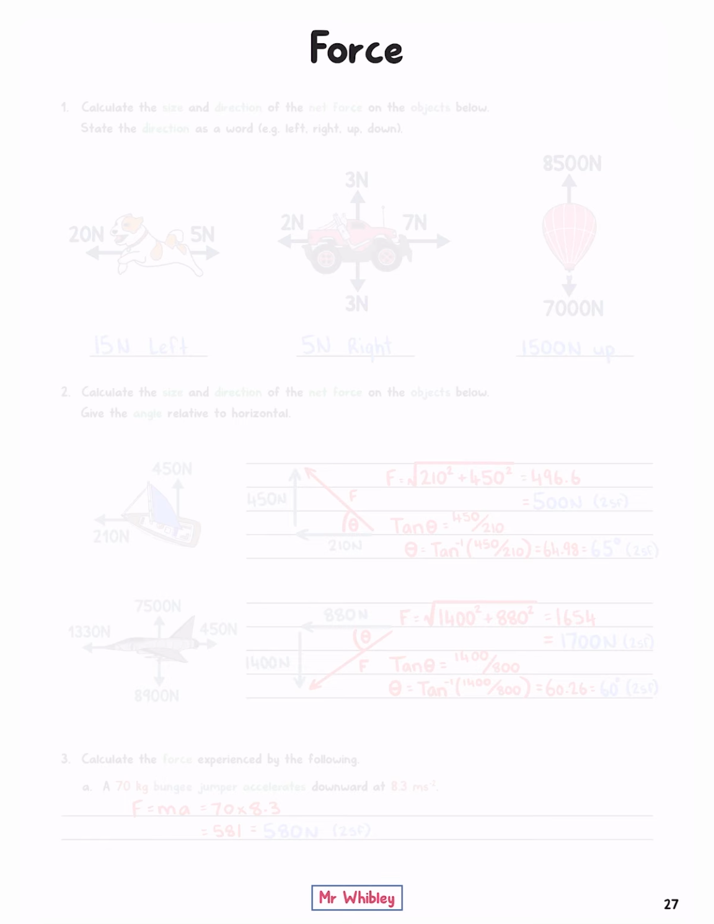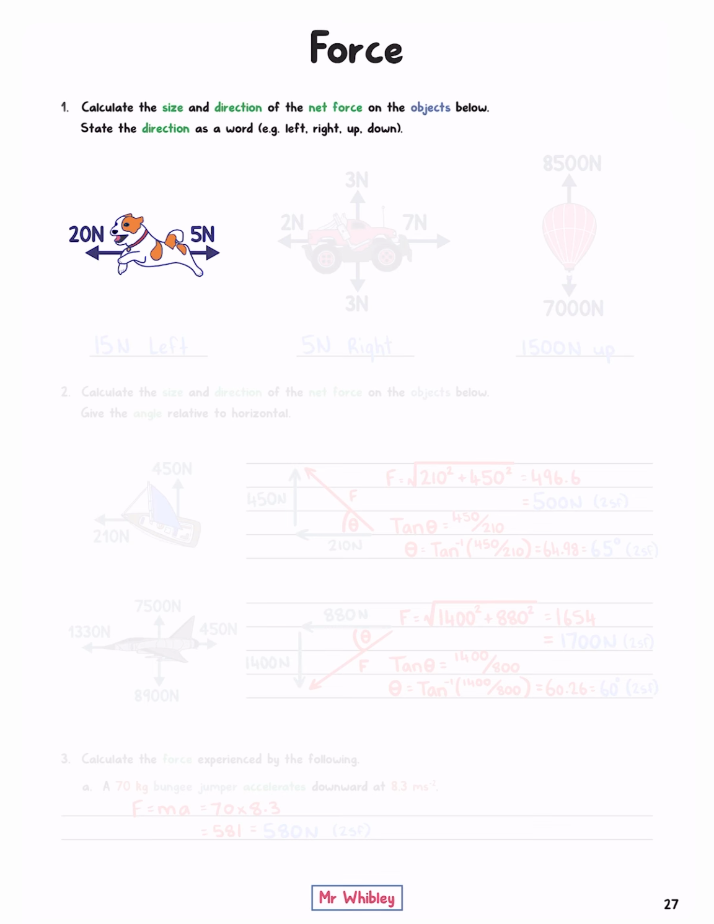Force. Question 1. Calculate the size and direction of the net force on the objects below. State the direction as a word, for example, left, right, up, or down. We have a dog with a force of 20 newtons to the left and 5 newtons to the right. 20 is bigger than 5, so our force is towards the left, and 20 minus 5 is 15, so our force is 15 newtons.